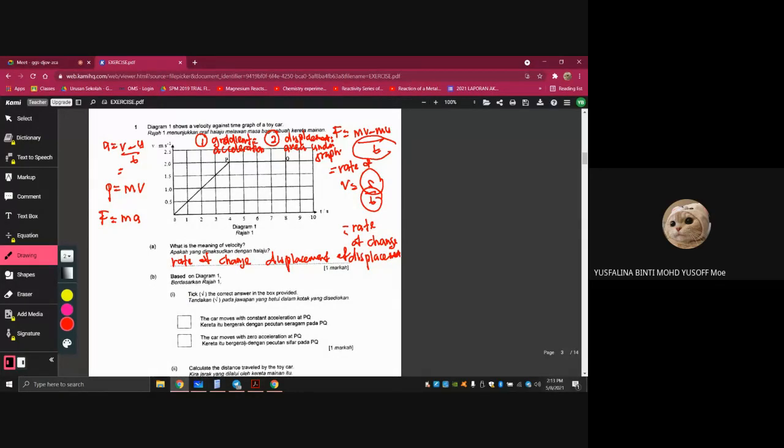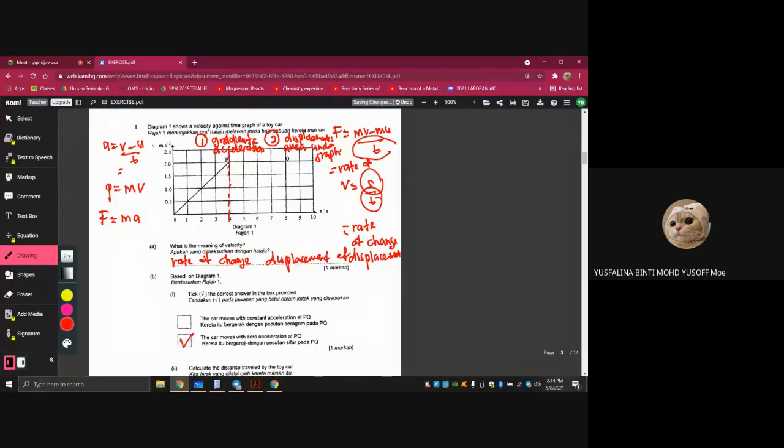Right, so for PQ, can I draw a triangle on it? Can I draw the shape of a triangle on PQ? No. So if I cannot draw the triangle, it means the gradient is 0, right? So when the gradient is 0, the acceleration also should be 0. So the answer is 0 acceleration.